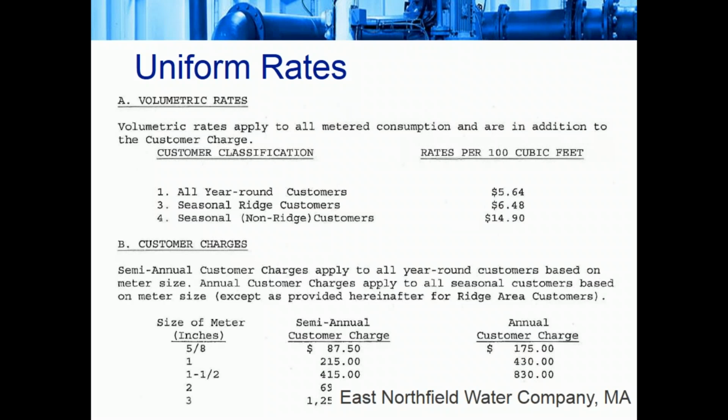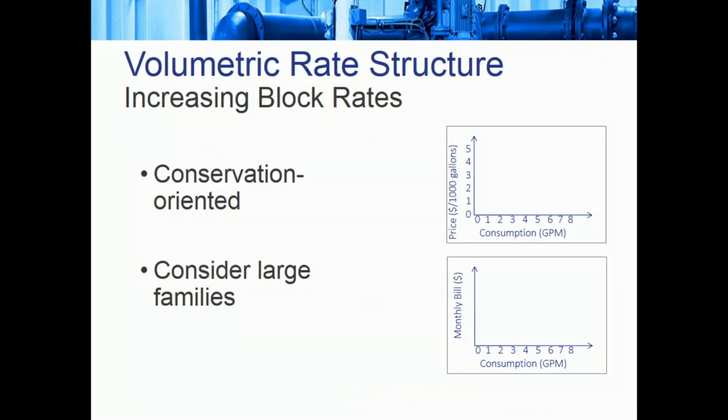A little bit more closely, the East Northfield Water Company also does this, and again, they have all year round customers. They have seasonal customers that we mentioned earlier, and so they are doing volumetric rates for 100 cubic feet. It varies by customer classification, but it does not vary based on usage. So at all levels of usage, it'll either be 564 or 648 or 1490 for these customers.